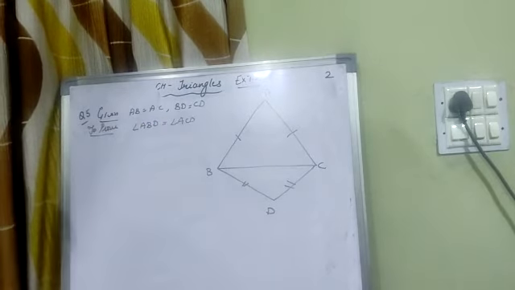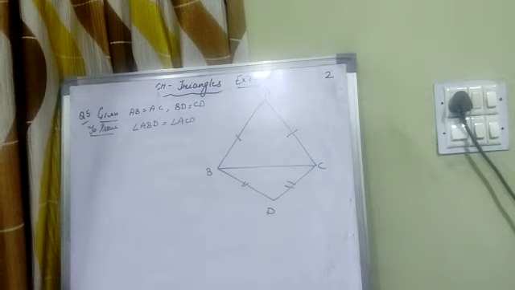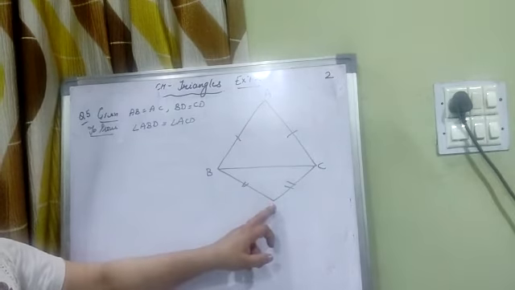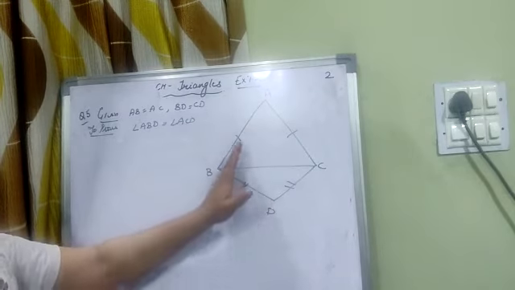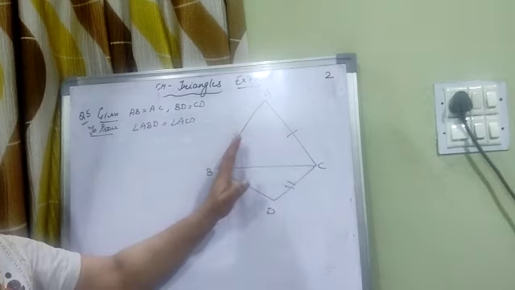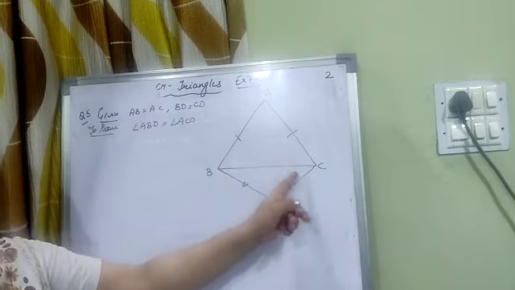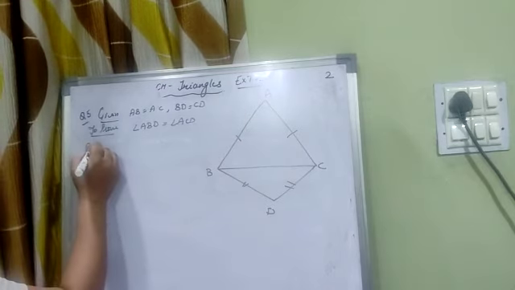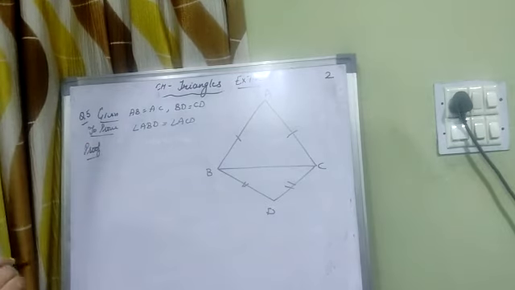This question we can do by two methods, one by congruency, other without congruency. I am going to do it without congruency. How can you do it with congruency? Join AD, then prove that both the triangles are congruent. By congruency, we can prove that these two angles are equal. And the second method is without congruency.